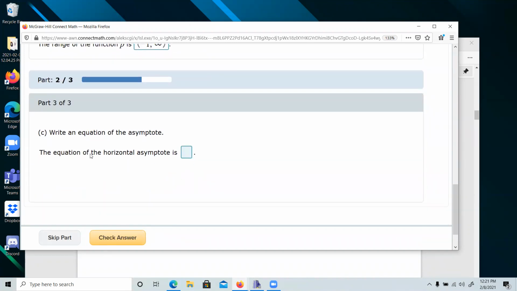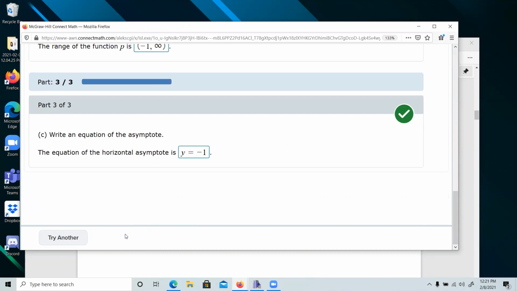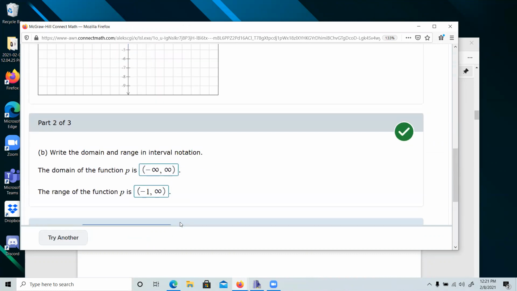All right, now the equation of the asymptote. The equation of the asymptote is y equals -1, because we moved it. Everything gets shifted down by 1.